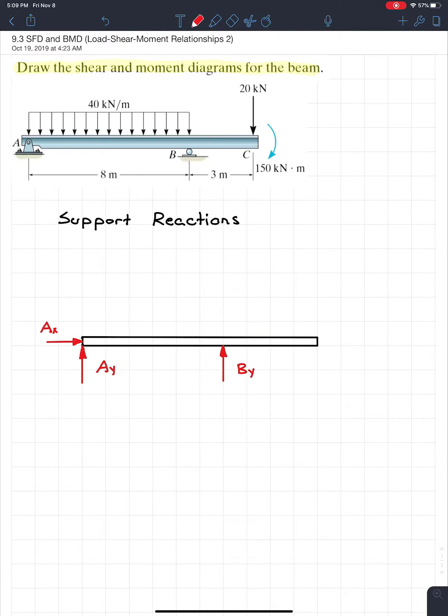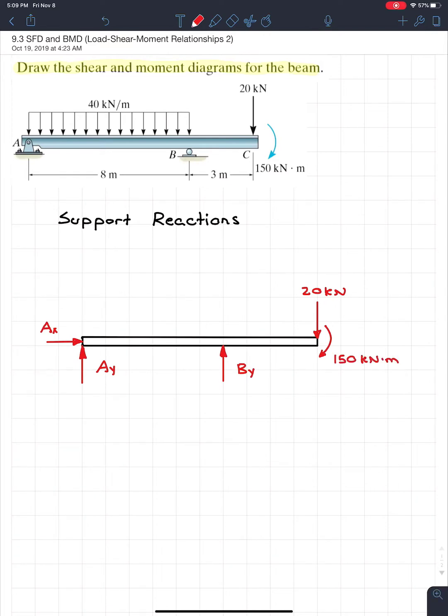At the end of the beam, I have a concentrated load and a concentrated moment. But I know at this point you guys are just laughing because if you watched the last video, you're going to know exactly what these do to the beam. So these aren't too scary. And we have 150 kilonewton meters.